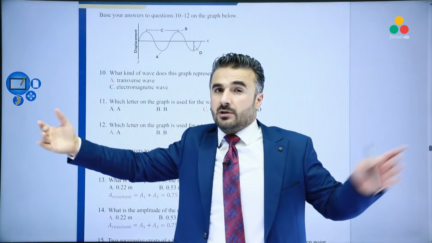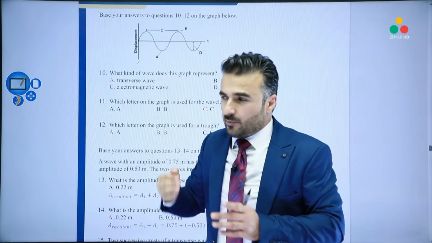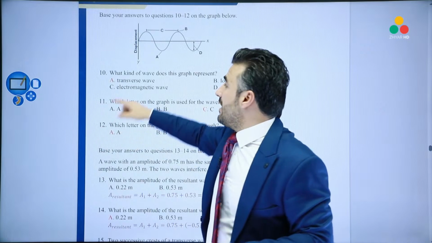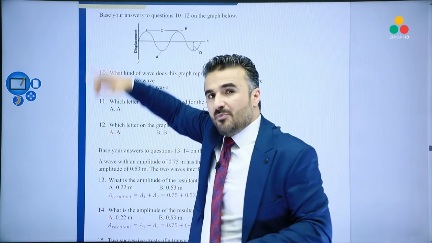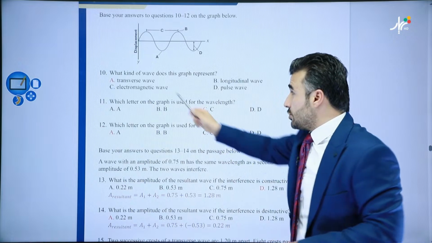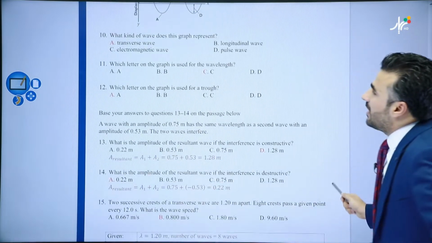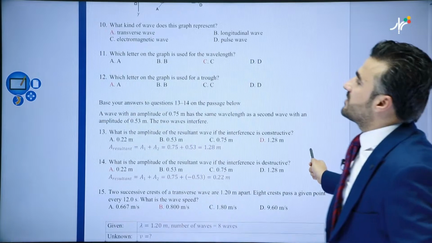Remember, we have longitudinal and transverse. Longitudinal is like a coil of spring that moves back and forth, but a transverse wave moves up and down like water waves. So this one is a transverse wave. Longitudinal is part of, or you can say one type of, transverse wave.